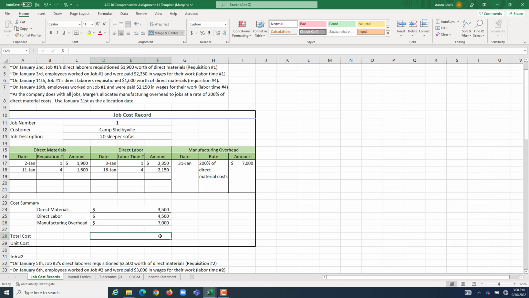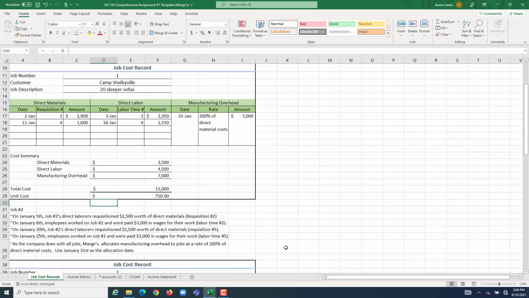What is the total cost of job number 1? It's the sum of the 3 cost components that we have above. $3,500 of material, $4,500 of labor, and $7,000 of overhead, which we allocated. That totals up to $15,000. We spent $15,000 to make 20 sleeper sofas. So how much did any one sleeper sofa cost us? We'll just take the total cost of the job and divide it by the quantity produced. 15,000 divided by 20 comes out to be $750. And that is job 1's job cost record.